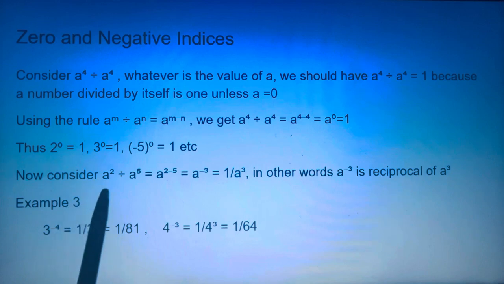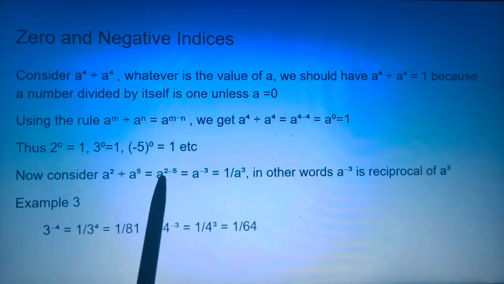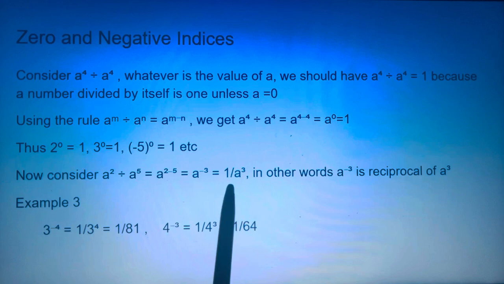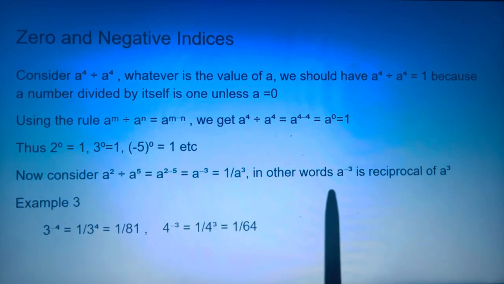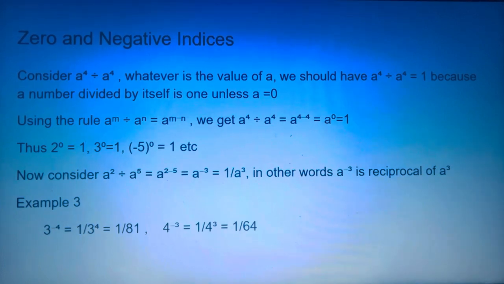Now consider a to the power 2 divided by a to the power 5. That is a to the power 2 minus 5. 2 minus 5 means a to the power minus 3, which is 1 over a to the power 3, if we change the negative exponent to a positive exponent. In other words, a to the power minus 3 is the reciprocal of a to the power 3.